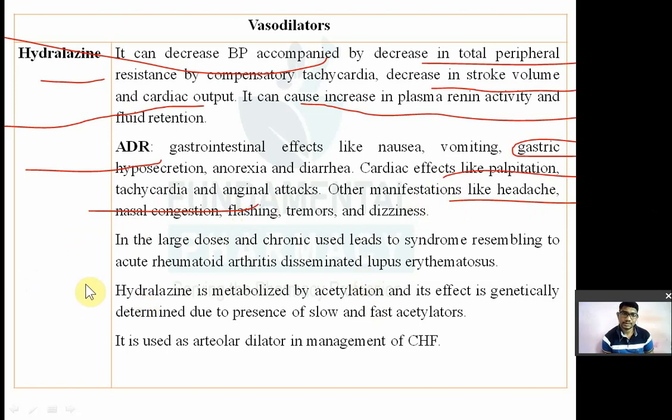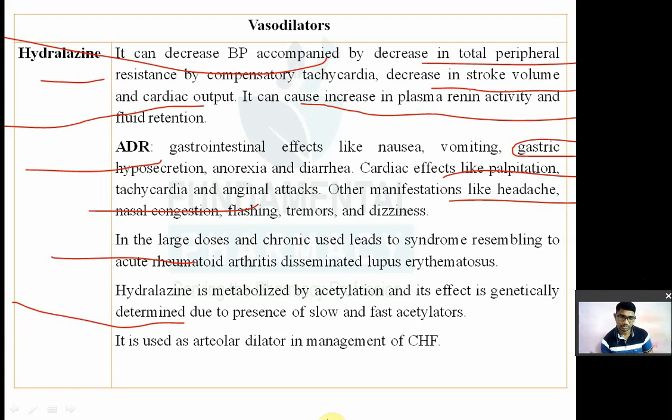Large doses and chronic use of hydralazine can lead to a syndrome resembling rheumatoid arthritis and disseminated lupus erythematosus. Now, hydralazine is metabolized by acetylation reaction, and its effect is genetically determined. Like there are slow acetylators and rapid acetylators, as I told you in general pharmacology.